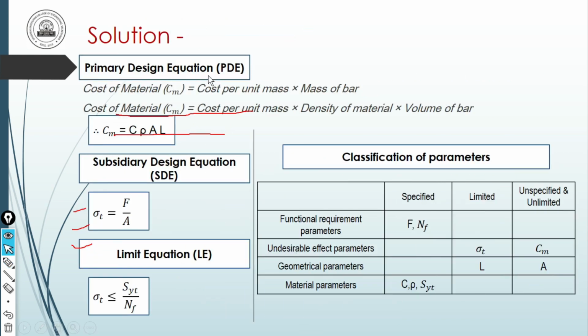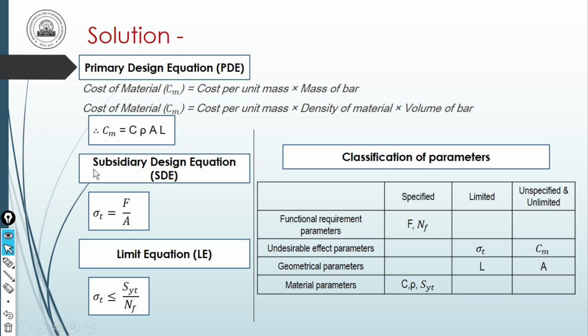We have to write down primary design equations. Now our first objective is we have to select a material for minimum cost. So our primary design equation will be cost of material Cm, which can be calculated as cost per unit mass into mass of the bar. Now we know that mass can be written as density into volume. So here Cm, that is cost of material, can be written as C, that is cost per unit mass, into rho, that is density of the material, then area into length is nothing but your volume of the bar.